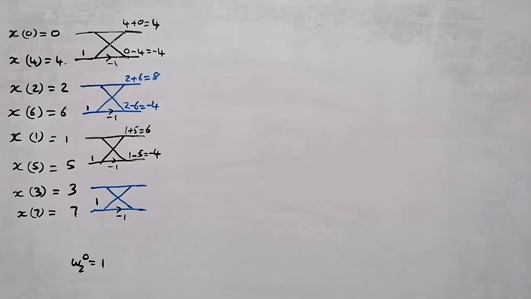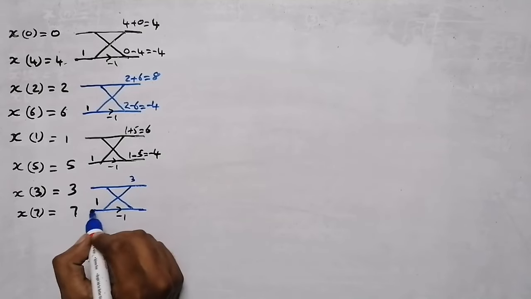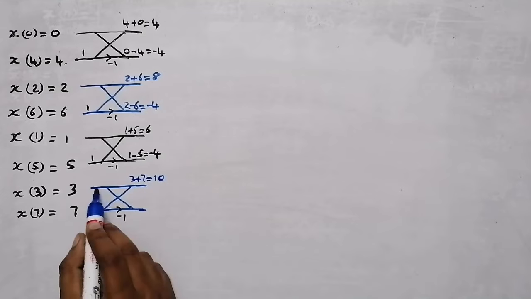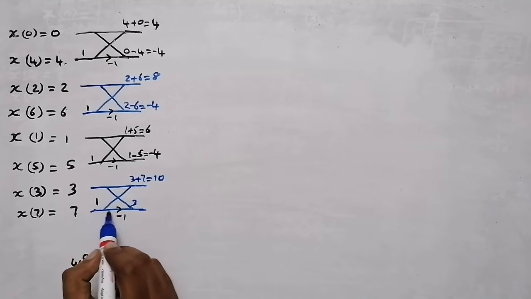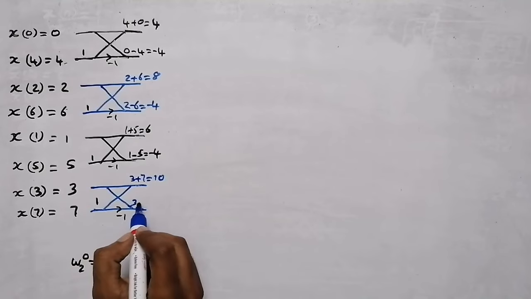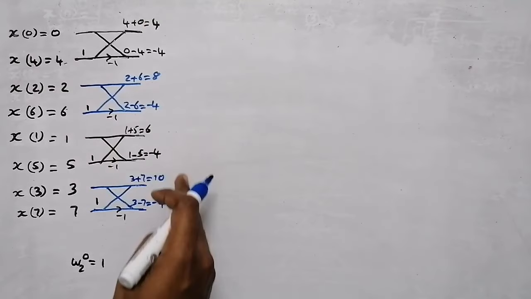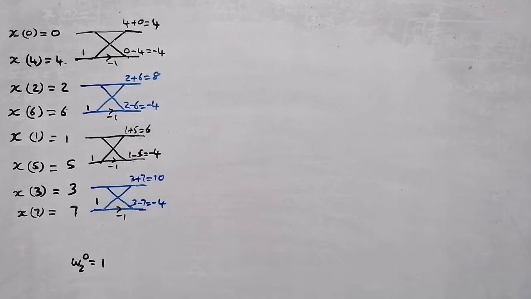minus 4. Now the last 2-point DFT, this is 3 and this is 7. So 3 plus 7, it will be 10. Now this point, it is 3, then this point, it is minus 7. 7 into minus 1. You get 3 minus 7, it will be minus 4. So these are the values that are going to come at the end of the 2-point DFT.